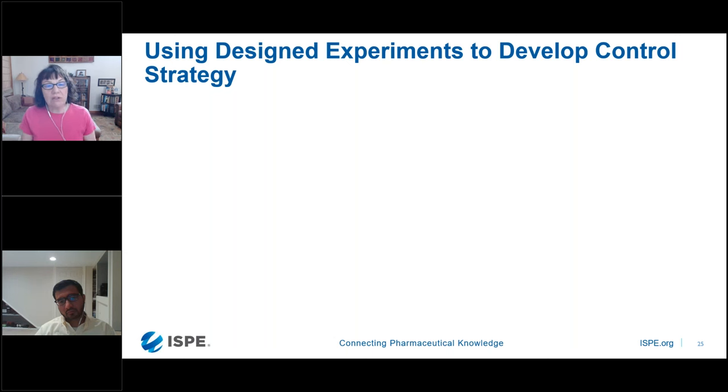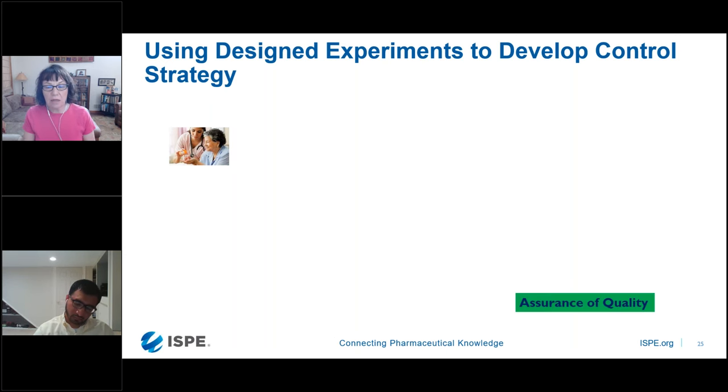So just one slide on the idea of some statistics you can use, powerful statistics that you can use within stage one. So if we start with our patient, as we said, we have a patient here, and somewhere down the road, we have assurance of quality. And there's a big gap in the beginning. We need to fill this gap with knowledge. And we start with our quality target product profile translated into CQAs.